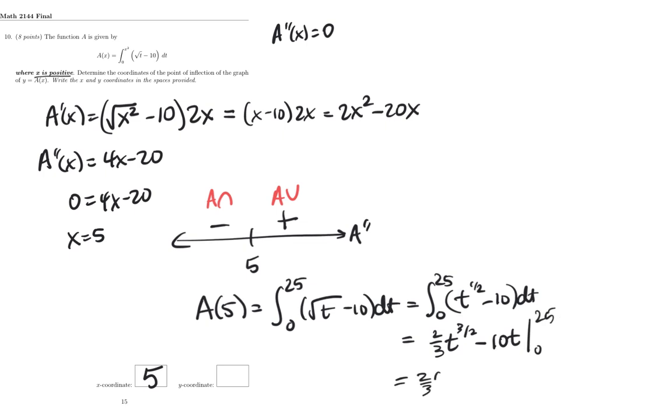So that'll be 2/3 times 25 to the 3/2 minus 10 times 25. And then minus, when I plug in 0, I'll just get 0 for the rest of that. And so there's my final answer. If you want to plug that into a calculator and get a value, you can. Let's do it. Okay. So 2/3 times 25 raised to the 3/2. So when you do that 3/2 power, you just need to make sure you put parentheses around it. Minus 10 times 25. I got negative 166.66. Or if you wrote that as a fraction, that's negative 500 thirds.